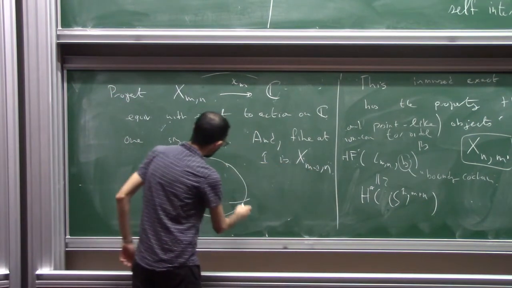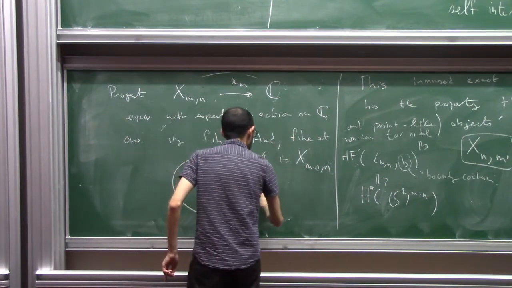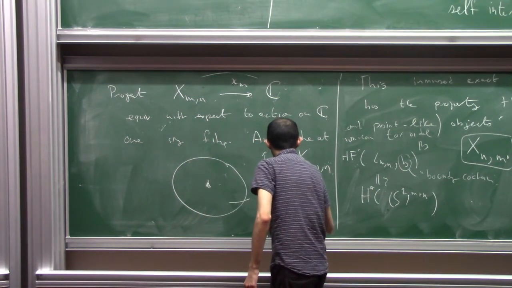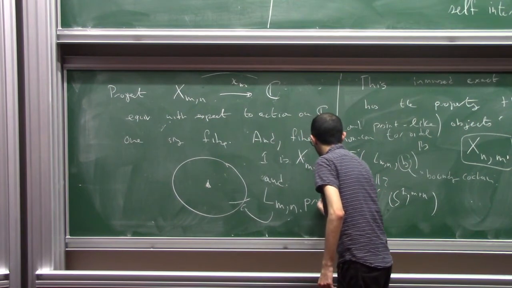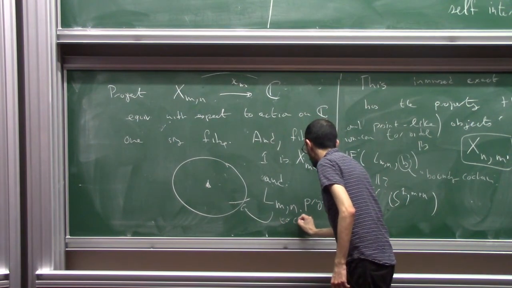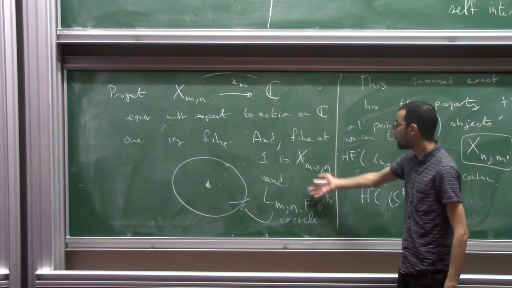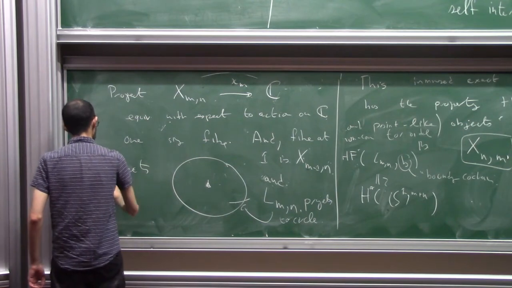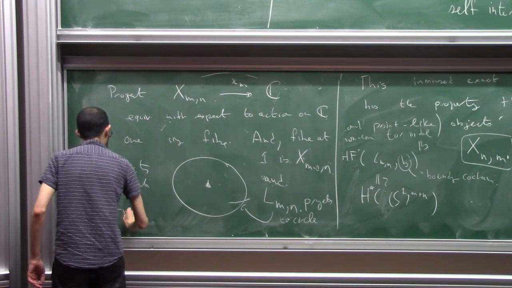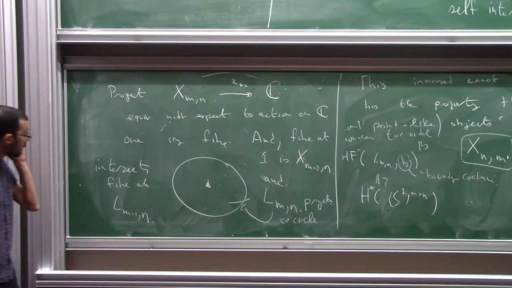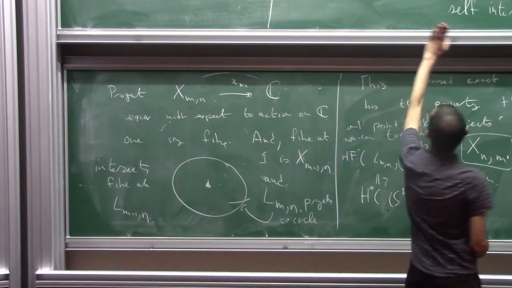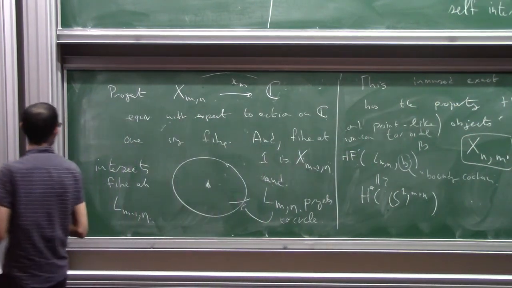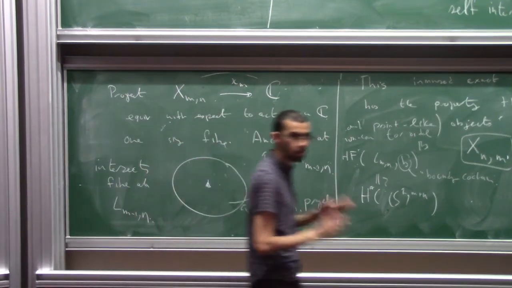Not only that, if I look at the fiber at 1 with the inclusion, and my Lagrangian LMN, it projects to the circle. You can make it project to the circle. And the intersection with this fiber is L_{n-1}. So this is good. I'm not doing the Landau-Ginzburg theory of that map. I'm not doing Landau-Ginzburg theory of anything. I'm using these maps just to construct Lagrangians and to understand holomorphic curves.